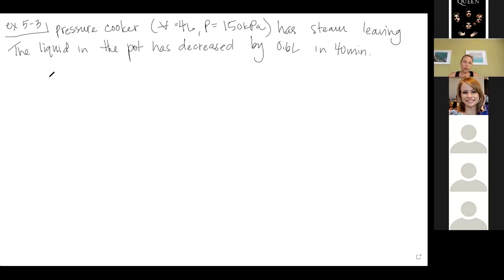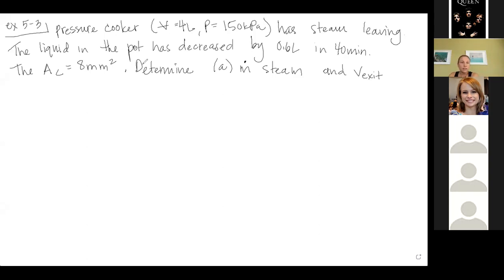So we have some sort of time term. The cross-sectional area of where the steam is leaving is 8 square millimeters. Determine A, the mass flow rate of the steam, and the velocity at the exit. So a pressure cooker with the volume of 4 liters, pressure of 150 kilopascals, has steam leaving. The liquid in the pot has decreased by 0.6 liters in 40 minutes. The cross-sectional area of where the steam is leaving is 8 mm². Determine A, the mass flow rate of the steam leaving and the velocity at the exit.